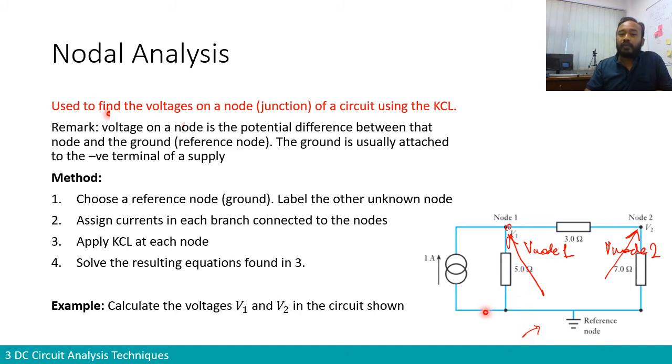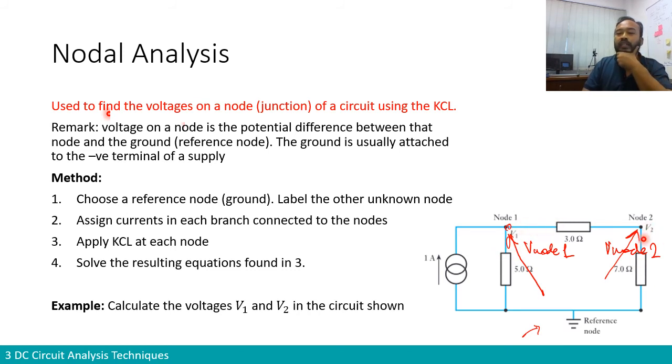Okay, and then after doing that, we have to assign currents in each branch connected to the nodes. So after choosing the ground, label the other unknown nodes. The other unknown nodes here, what interests us, are node 1 and node 2. Then, number 2, assign currents in each node. For node 1, we can see there are 3 currents that interact with this node: the current from the branch coming from the power supply, the current connected to the 5 ohm resistor, and the current connected to the 3 ohm resistor.